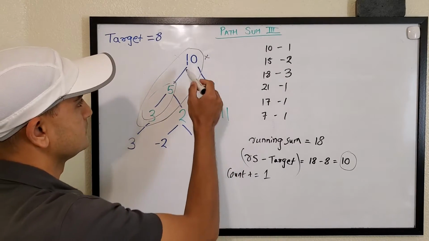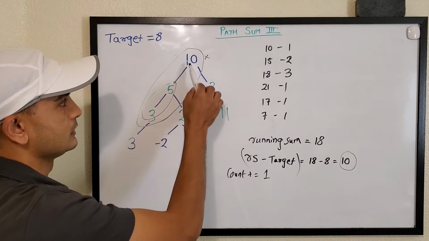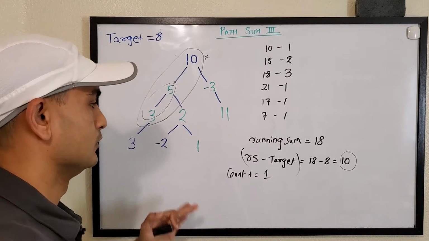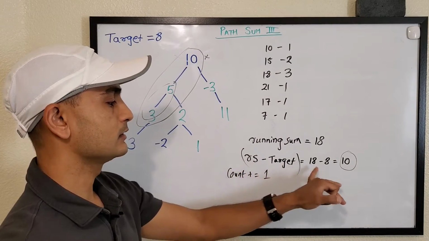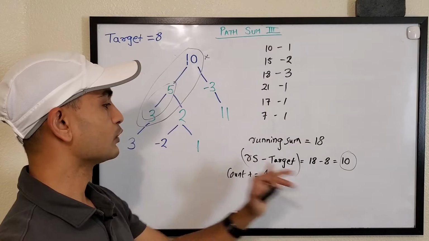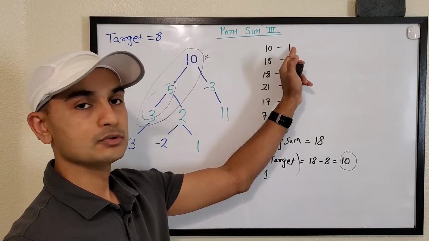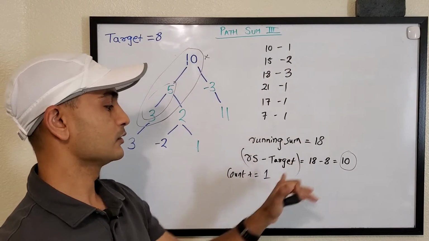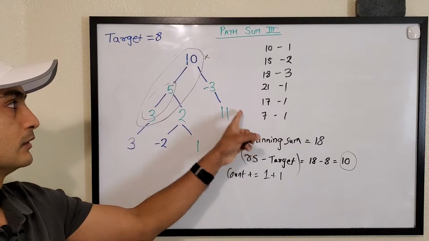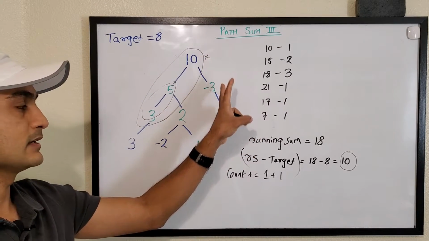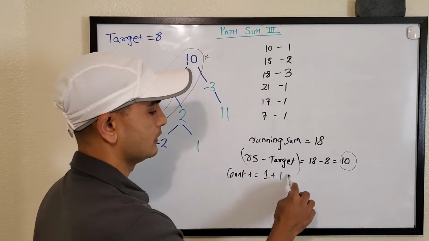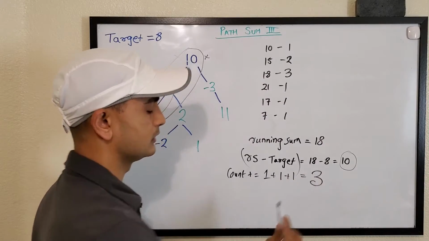So let's make sure that we see it for one more example. Same for this path, right? 10, 5, 2, 1, again this is 18. So we'll again do running sum minus target, 18 minus 8, 10, and we'll say yes, we had seen 10 and we want to remove it. So there was one path where it was 10, so we'll do plus 1. And then same for this path also, right? 10 minus 3, which is 7, and then 11, which is 18. So we'll do the same thing again and do plus 1. So we'll get our total 3 paths.